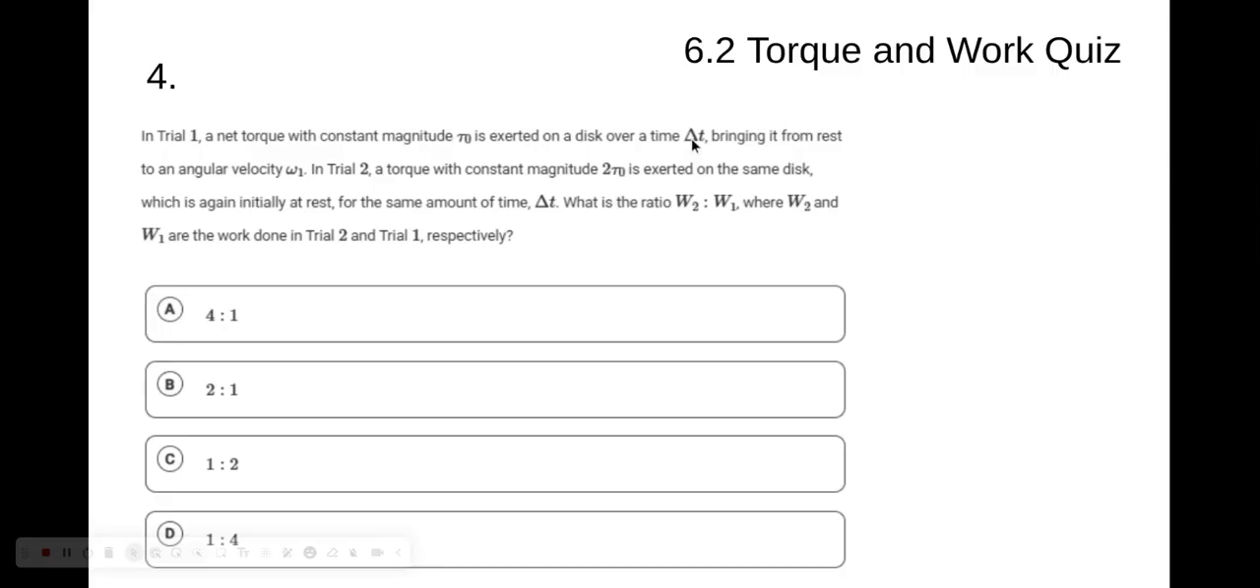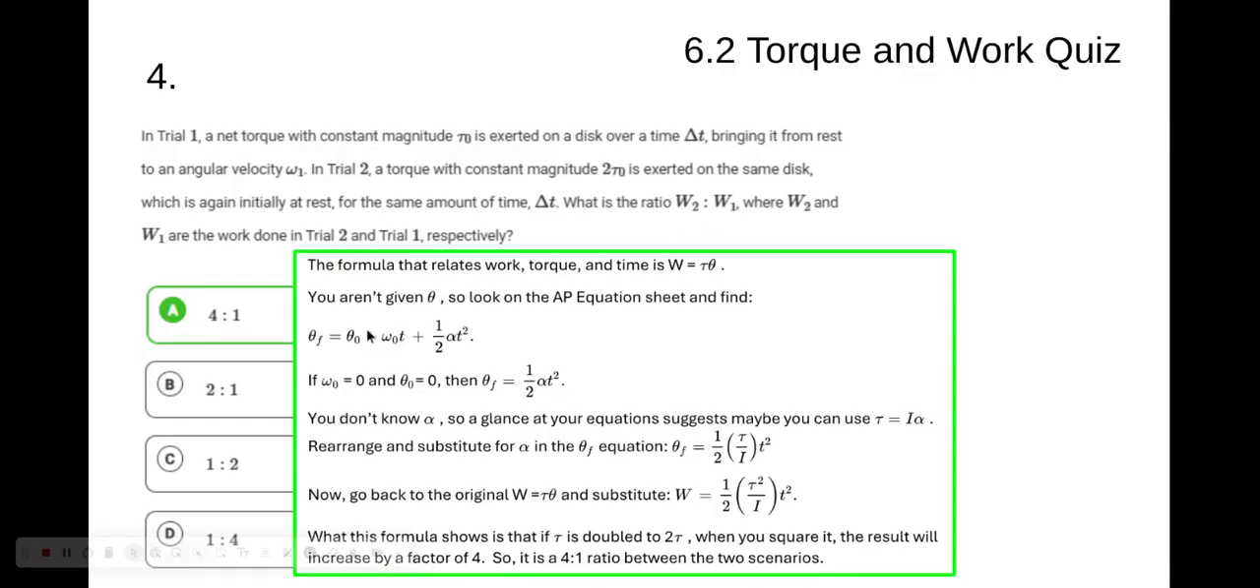Well, work equals the tau times the change in angular displacement. All right, so if you double the tau, then the angular displacement is going to change. But by how much is the question. So this takes a little bit of a derivation, and here I'll show you how to do that. So work, like I said, is tau times the angular displacement, okay? You aren't given that, so you have to find a formula. Look on your AP equation sheet. This is the formula we have been going to right here.